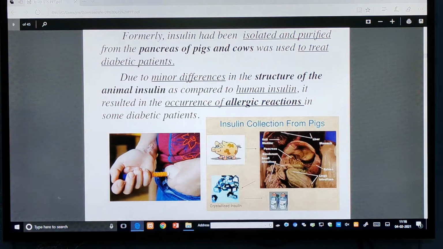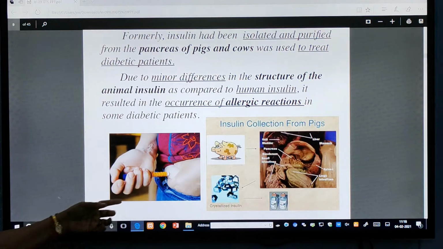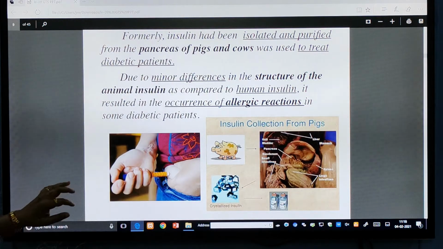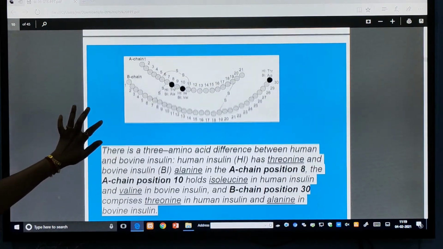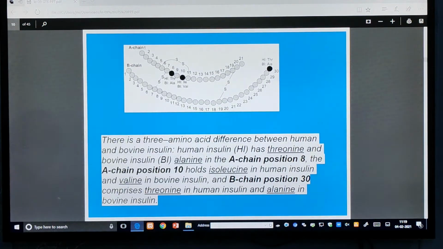There is a minor difference in the structure of animal insulin compared to human insulin, which resulted in allergic reactions in some diabetic patients. We will see why there is a difference. What makes the allergic action of the bovine and human insulin? What is the difference between them? Why is there an allergic action?